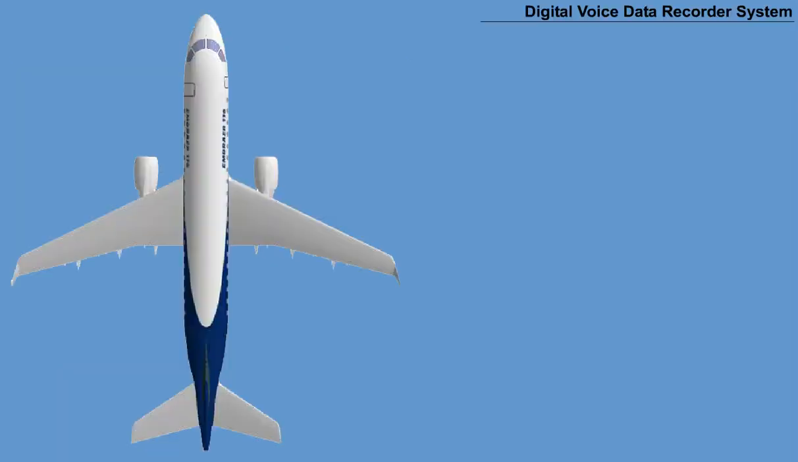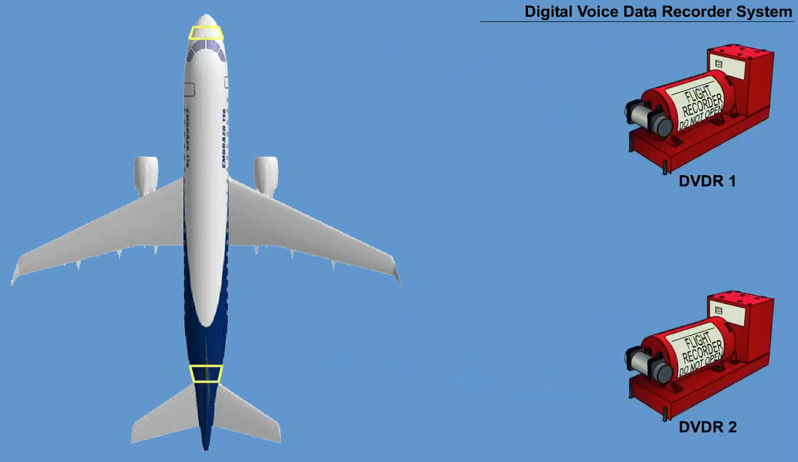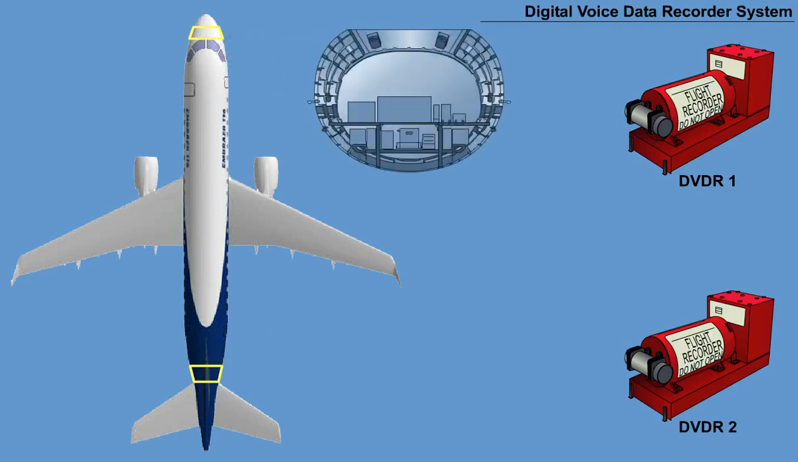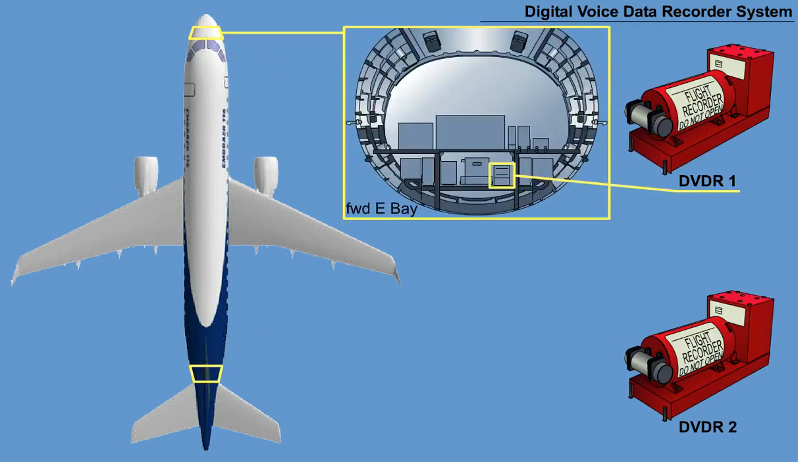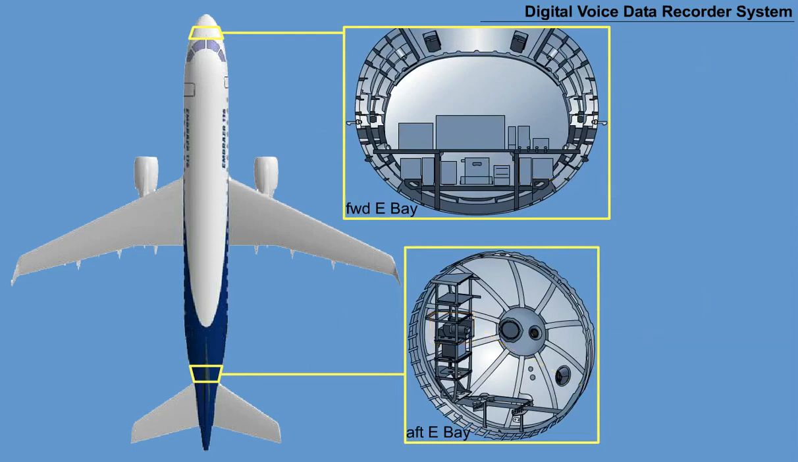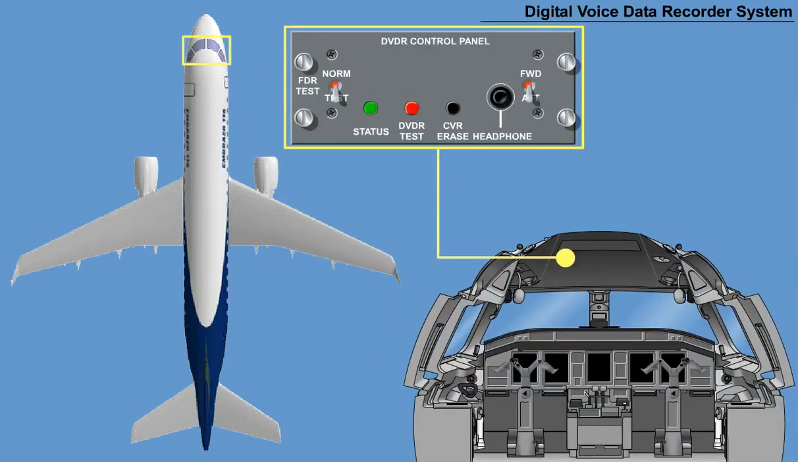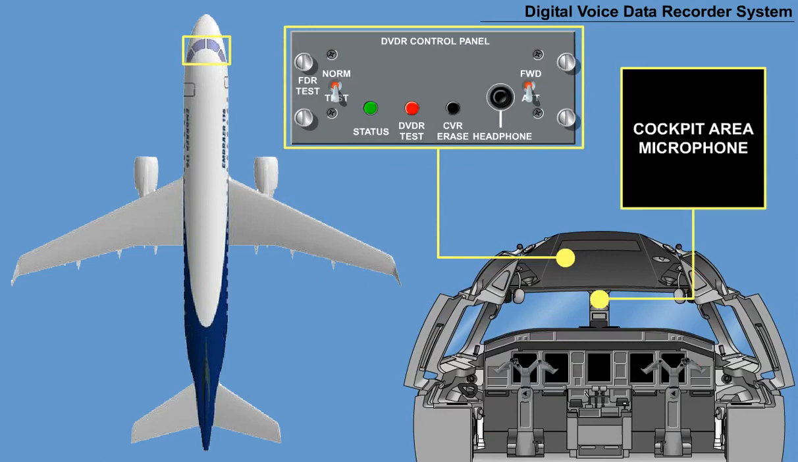The Digital Voice Data Recorder system has the following components: 2 identical digital voice data recorder units. DVD-R1 is installed in the forward E-bay. DVD-R2 is installed in the aft E-bay. 2 impact switches, one each mounted into its respective digital voice data recorder. 1 triaxial accelerometer, installed in the left-hand side wing stub area. 1 DVD-R control panel, located in the cockpit on the overhead panel. 1 cockpit area microphone, mounted on the frame between both windshields.